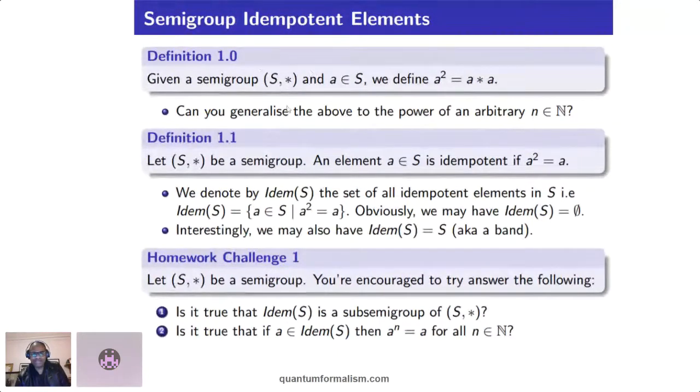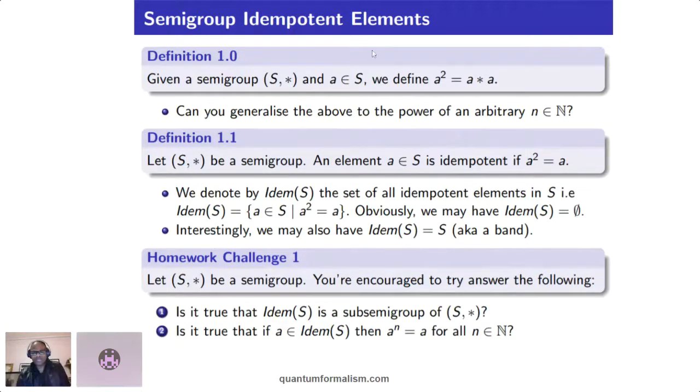Given a semigroup and an element a, we define a squared to be nothing more than a star a, a with itself. This is very obvious, and you should be able to generalize this to any n. I leave that to you, and this will actually come into play in another thing, as you will see in a minute.